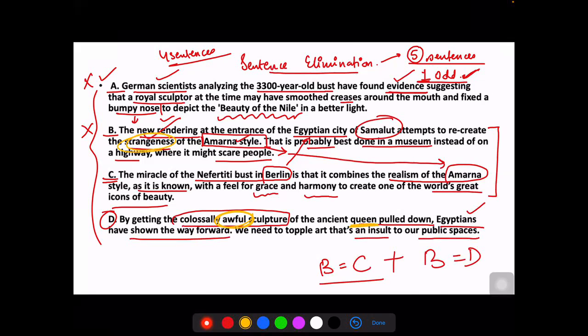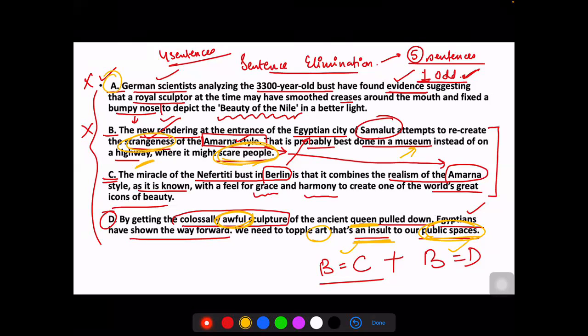So they said that this is an insult to our public places if this kind of art is put on display. Again, here it was written that it might scare people, so it should be done better in a museum. So scare people, they are doing it in a museum, not on a highway, which is a public place. So definitely this is also connected to highway or scare people. So now B has a connection with C, B has a connection with D. A is something which has no connection.